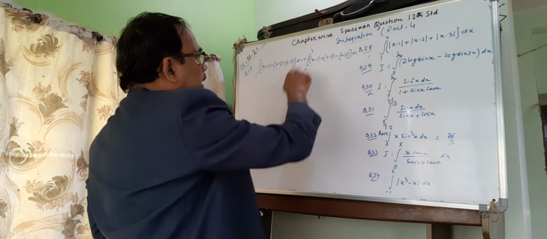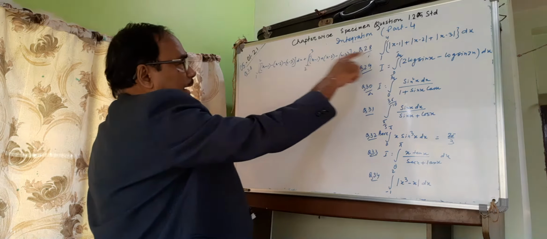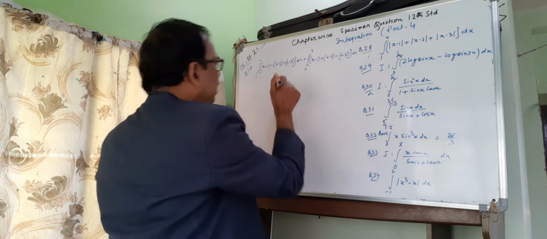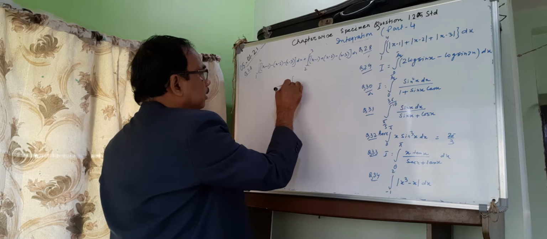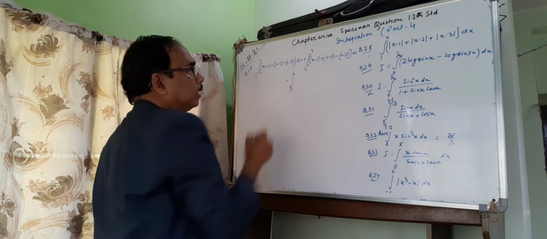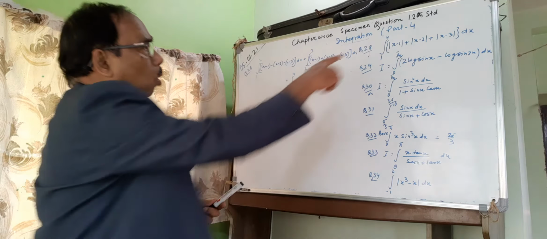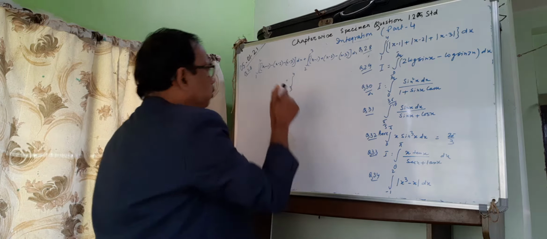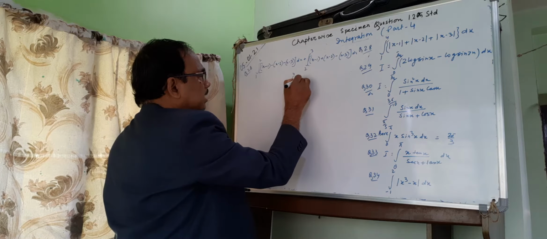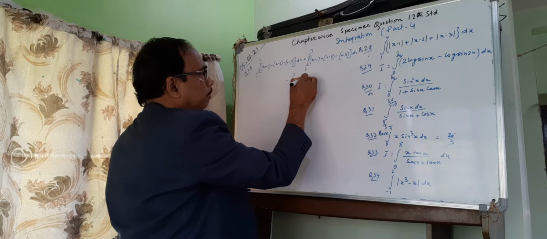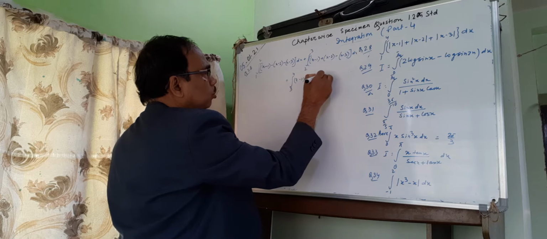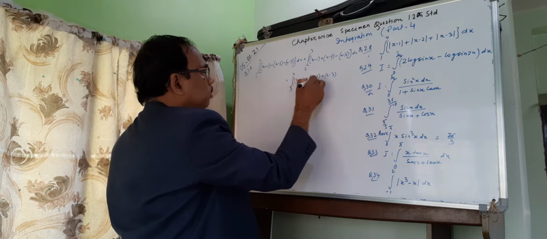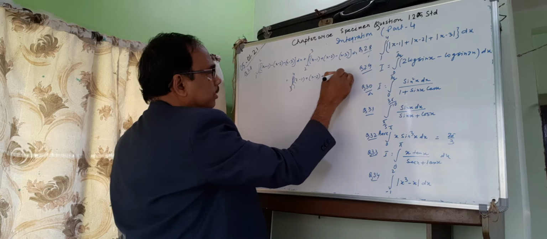And in 2 to 3, suppose 2.5, this is positive, this will be negative. And another one, 3 to 4. In this interval, all are positive. Suppose 3.5: positive, positive, positive. Remove the modulus. That is x minus 1 plus x minus 2 plus x minus 3. All are positive.